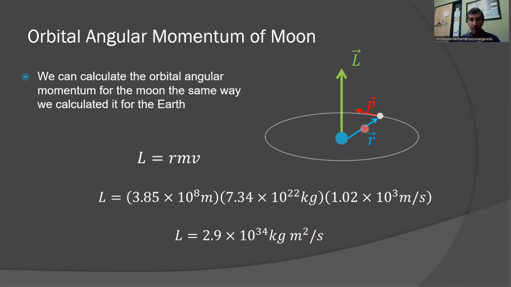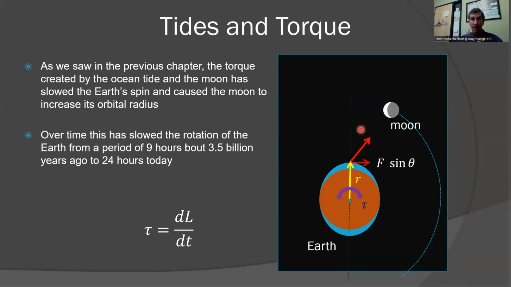But at one time, the moon orbited much closer to the Earth. It had less orbital angular momentum. What happened? 3.5 billion years ago, the moon was a lot closer to the Earth. Well, let's go back to what we said about tides and torques before. Remember, we said that about 3.5 billion years ago, the Earth rotated on its axis once every 9 hours instead of once every 24 hours. This is a pretty significant change, 2.5 times the amount of angular momentum for the Earth.